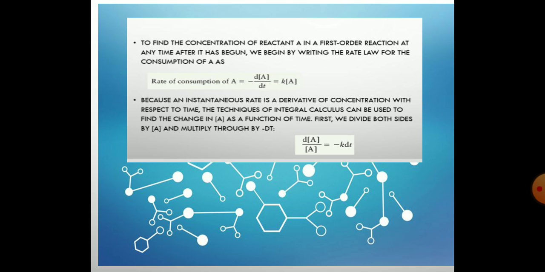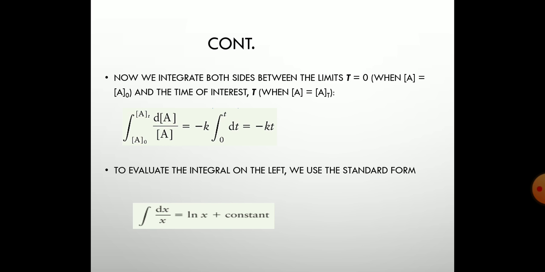Because an instantaneous rate is a derivative of concentration with respect to time, the techniques of integral calculus can be used to find the change in molar concentration of A as a function of time. First, we divide both sides by the molar concentration of A and multiply through by minus dt. The expression we get is d[A]/[A] equal to minus k dt. Next, we integrate both sides, and then we get this expression.